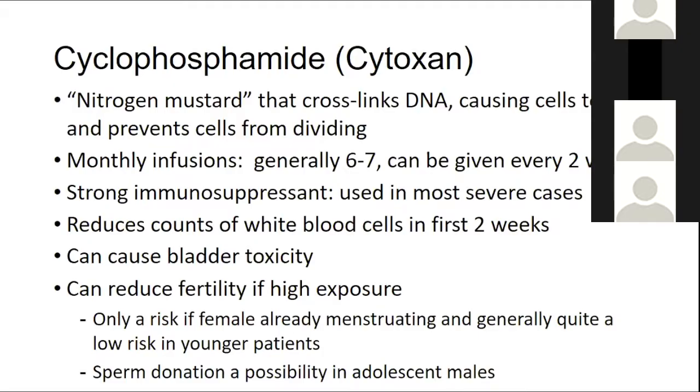Cytoxan is a medication that can reduce fertility, especially if there's a lot of exposure to the drug. This is generally a risk in girls only if they've already started menstruating. And in boys who have reached puberty, it's possible for them to donate sperm before getting the medication, just in case there is a problem with sperm production down the road. The concerns for Cytoxan is that because it so fundamentally changes the immune system, it can cause potential malignancies or cancers in the future, including bladder cancer.